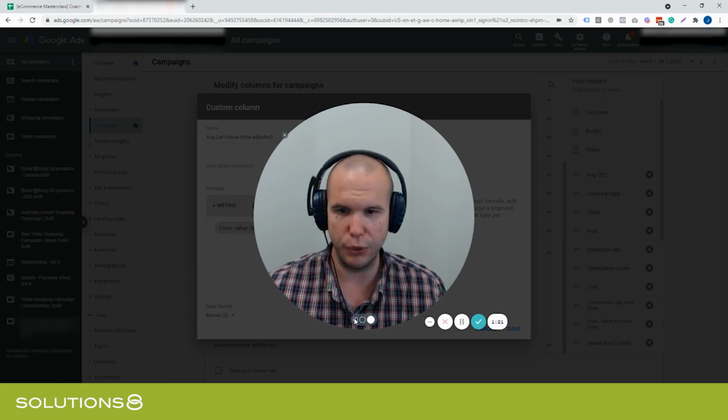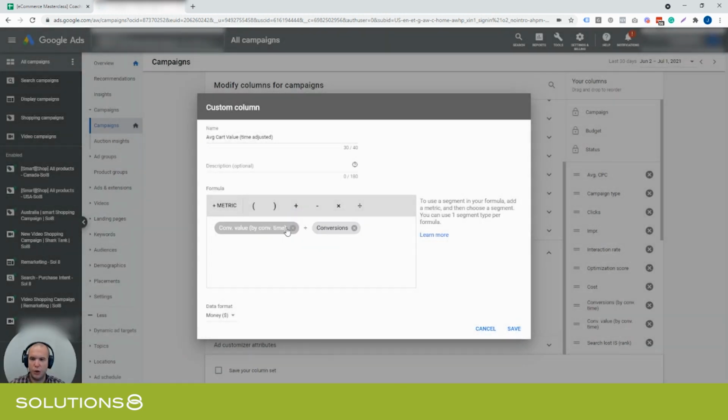So when you're only tracking the conversions, you can say, how much money do we make, divided by how many sales does it take to make that? So $1,000 in conversion value divided by 10 conversions would equal $100 conversion value. So that's going to be your average cart value.